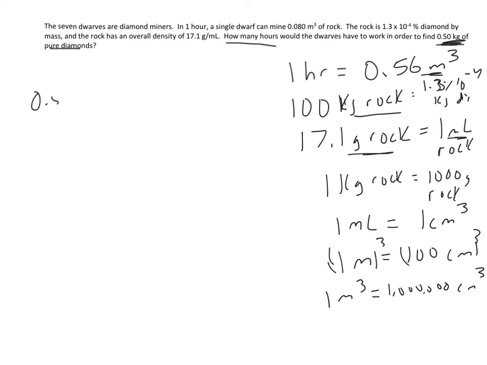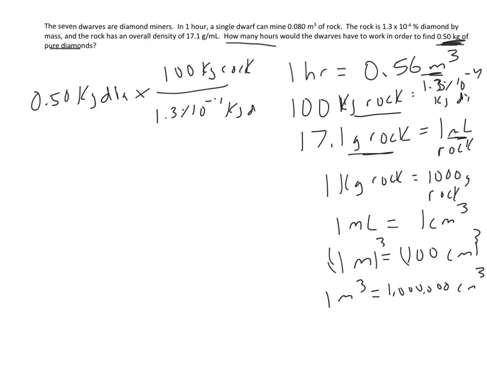So we have 0.50 kilograms of diamonds that we want. The idea is that for every 1.3 times 10 to the negative 4 kilograms of diamonds, we are going to need 100 kilograms of rock. Okay, that's our starting point. Then, now that we have the kilograms of rock, what we would like to do is figure out how many grams of rock that is. So for every kilogram of rock, we have 1,000 grams of rock.